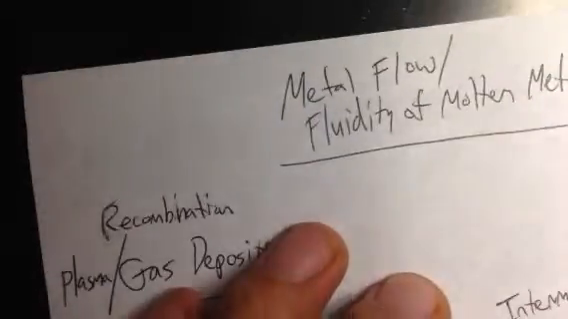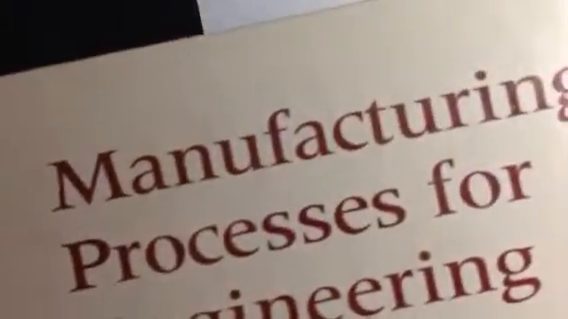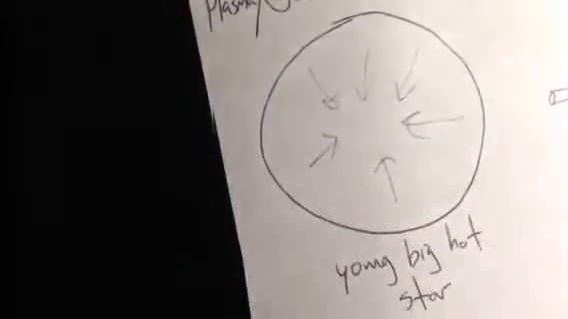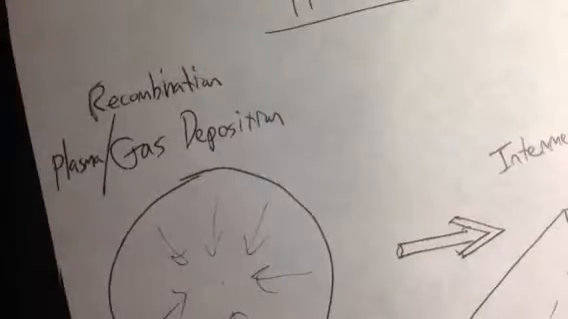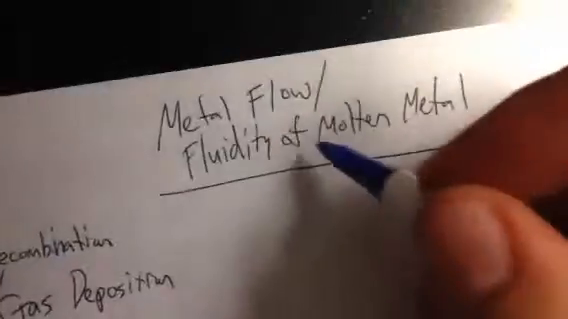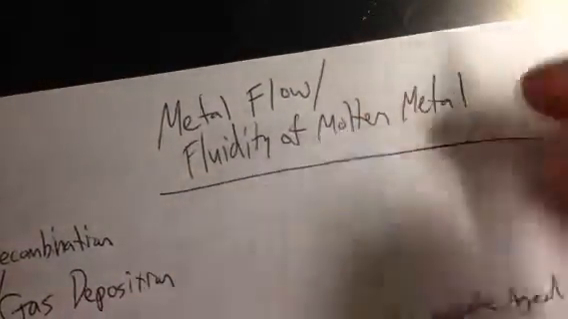There we go, that's much better. I went to the Cocoa Beach Library and I snagged this book, Manufacturing Processes for Engineering Materials, for $1. I got two other books too, Fundamentals of Optics and Engineering Statistics. But here I have Metal Flow and the Fluidity of Molten Metal.